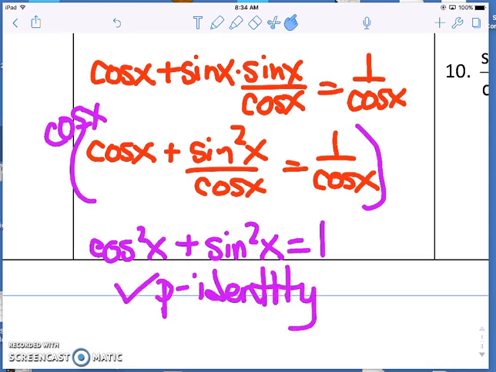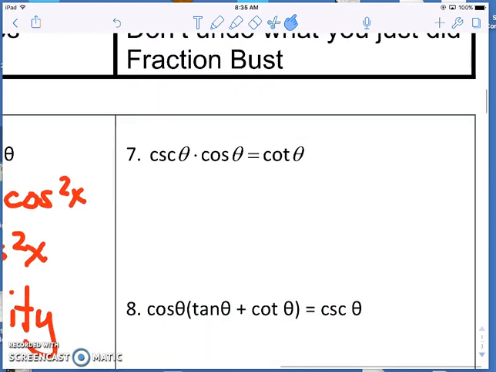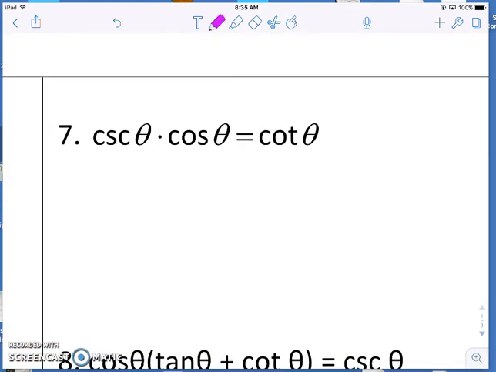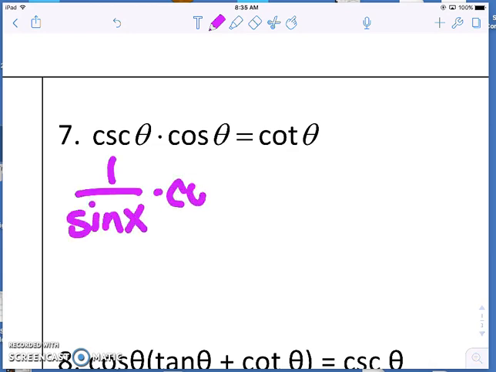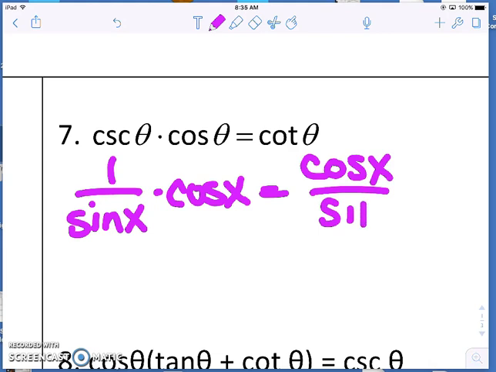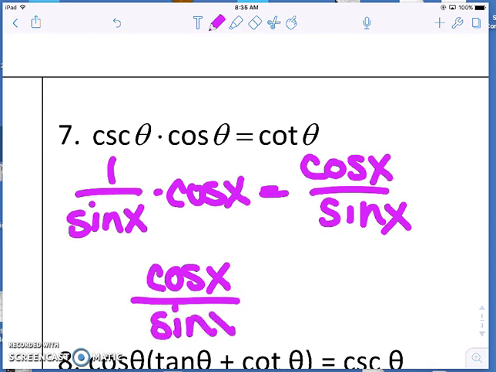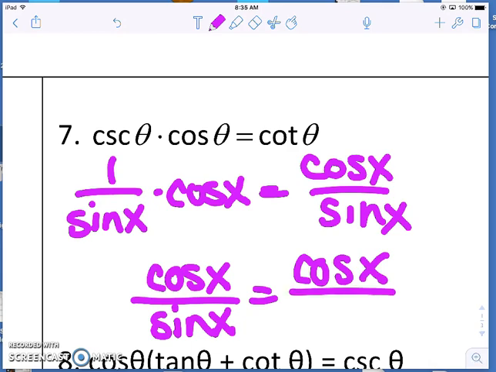So we're done. And we'll just take a look at a couple more, because I think you guys are probably getting the hang of this. So we have 1 over the sine of x times the cosine of x equals cotangent cosine x over sine of x. And we've proved it. Those are the same, because this is cosine of x over sine of x equals cosine x over sine of x.